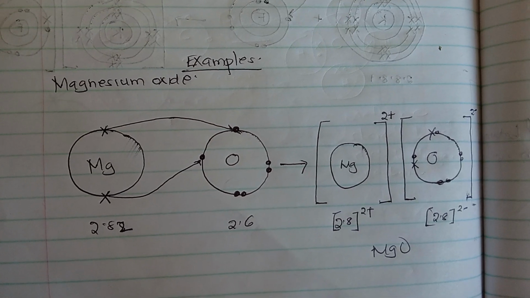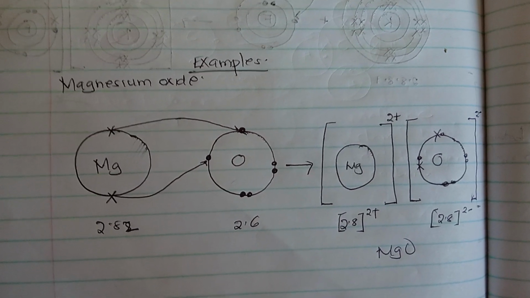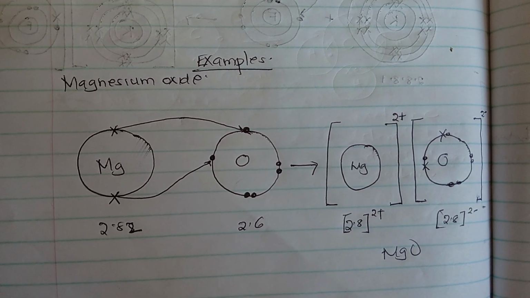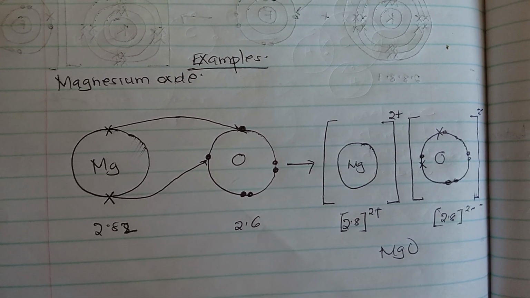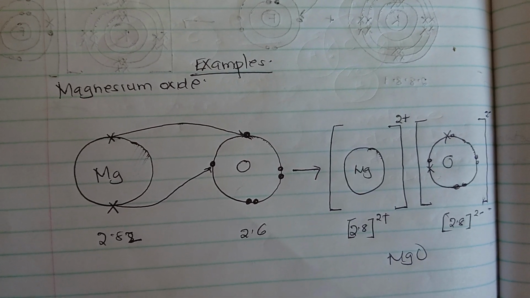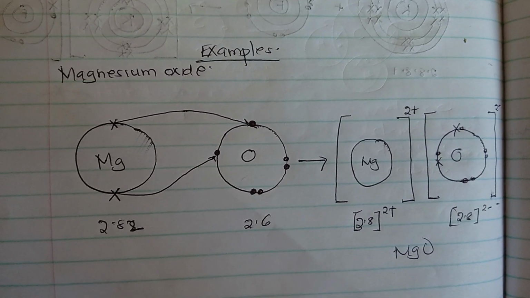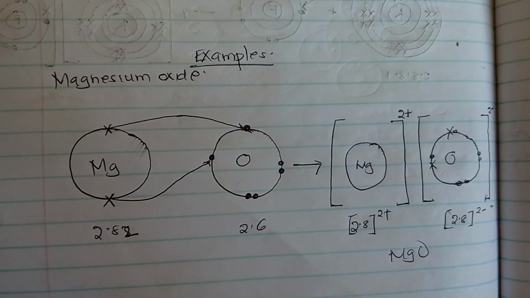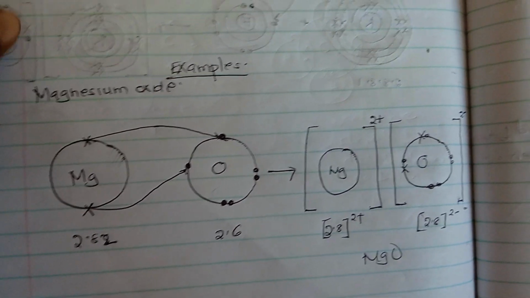For example, in the formation of magnesium oxide. Magnesium is a metal, oxygen is a non-metal. You only concentrate on drawing the outer shell electrons, where magnesium with the two electrons in its outermost energy level now gives away 2 electrons to oxygen in its outermost energy level, forming magnesium oxide.